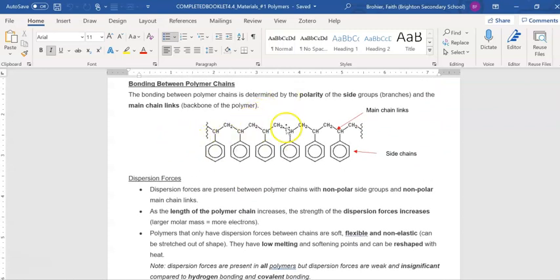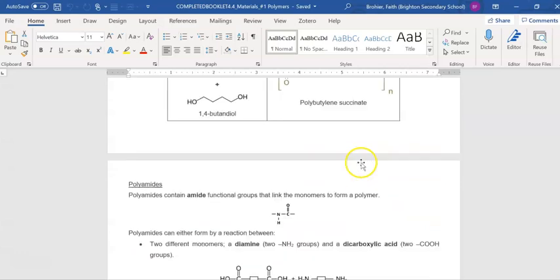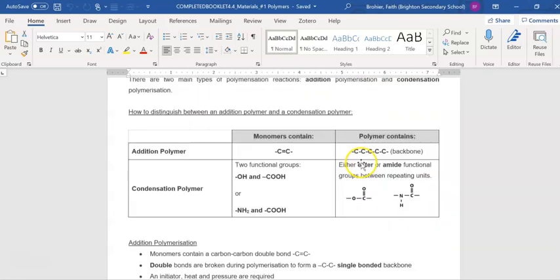So when we've got different polymer chains, like different protein chains, we can actually bond them together. They can bond by secondary interactions, or sometimes even by stronger interactions. But that is determined by the polarity of the side groups. So go back to amino acids, way at the top.